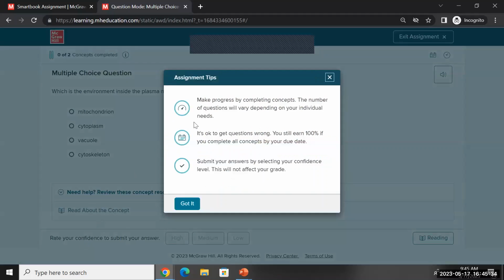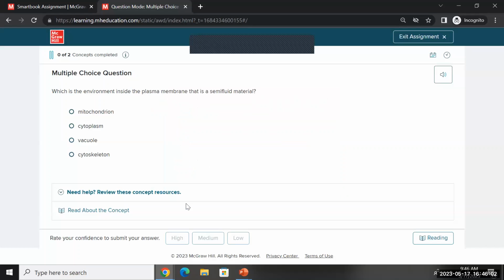Okay. Notice what it says. Make progress by completing assignment concepts. The number of questions will depend upon your individual needs. No 2 students are going to get the same pathway. It'll adapt to their performance. That's what that is saying. It's okay to get questions wrong. You're going to earn 100% if you complete this by the due date. This SmartBook is not an assessment tool. It's a study tool. It gets students from where they're at to where we know they can be. And lastly, submit your answers by selecting your confidence. It won't affect your grade. Okay, I got it.